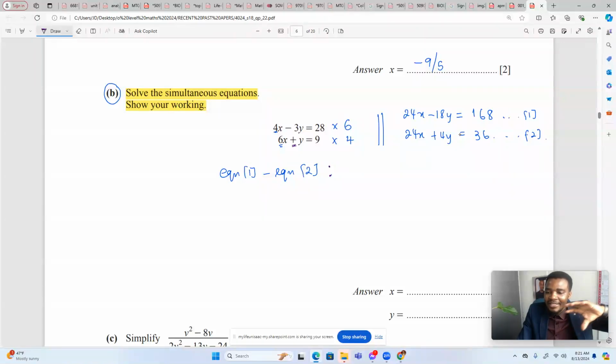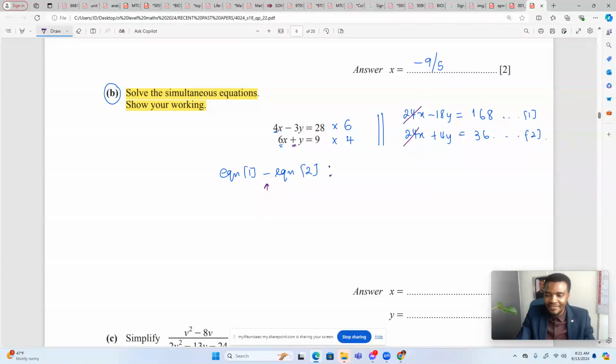We're going to say the terms that are in equation 1 minus the terms that are in equation 2. So we're going to get 24x minus 24x, right? We're going to get 0x. So we're going to eliminate 24x.